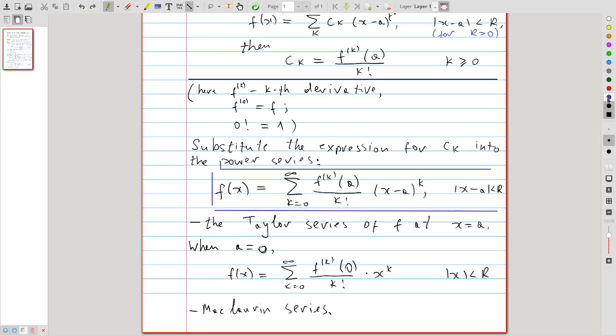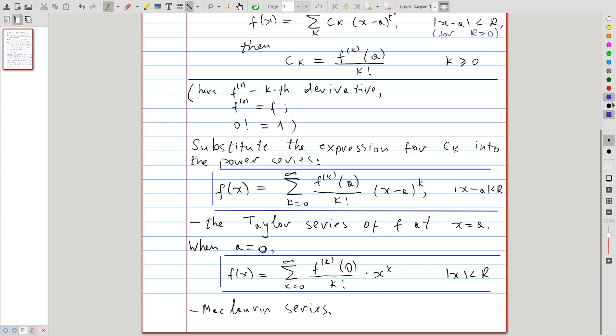So both of these formulas will be very useful, and their usefulness can be immediately seen. By knowing the function and its derivatives at a point, say at the point a, we can express f of x as a power series centered at this point a. And there is the particular case when a is 0, and that is when we obtain the Maclaurin series.